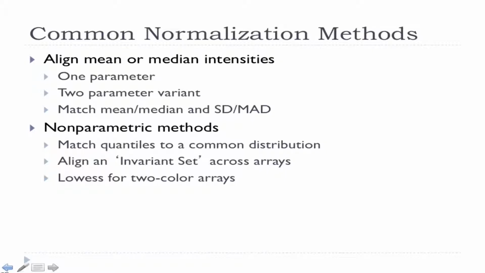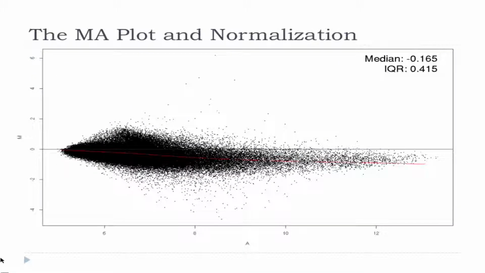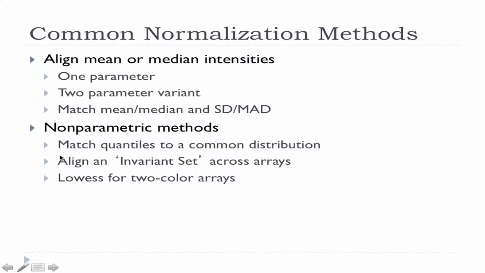These top ones are called parametric methods because they rely on essentially normal distributions. And then we have another set of methods called non-parametric methods. We can, for example, match the quantiles to a common distribution. I'll show you that in a second. We could use an invariant set of genes across samples. Or we could use something like a moving regression analysis. Again, for normalization, we want to shift the boxes up and down and maybe shift the boxes in size. Scale normalization, we call that, mean or median centering.